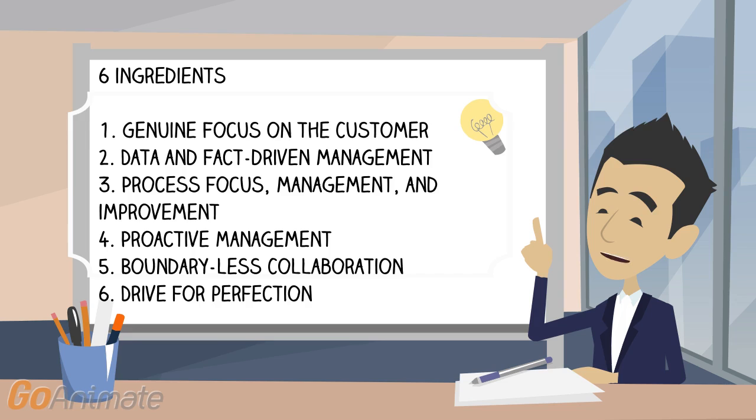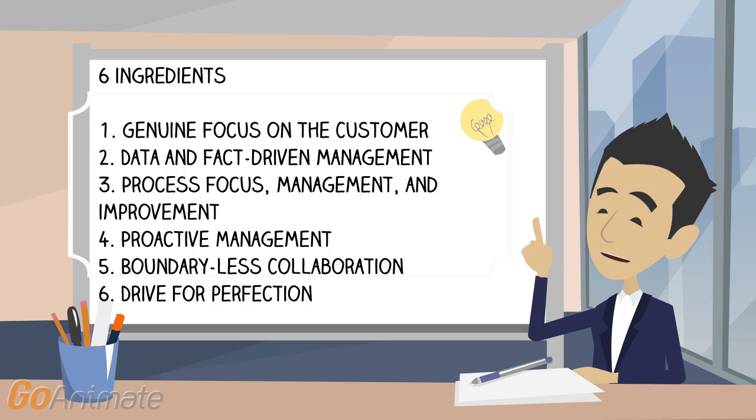Fifth is boundaryless collaboration. Six Sigma requires collaboration across departments and functions. Management must smash the barriers that block the flow of ideas and action up and down and across the organization. Instead of operating in silos within a company, each department must work together toward common goals.